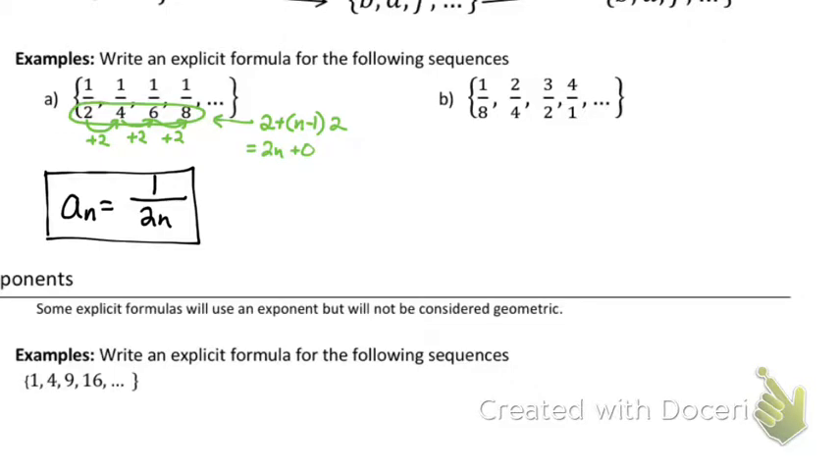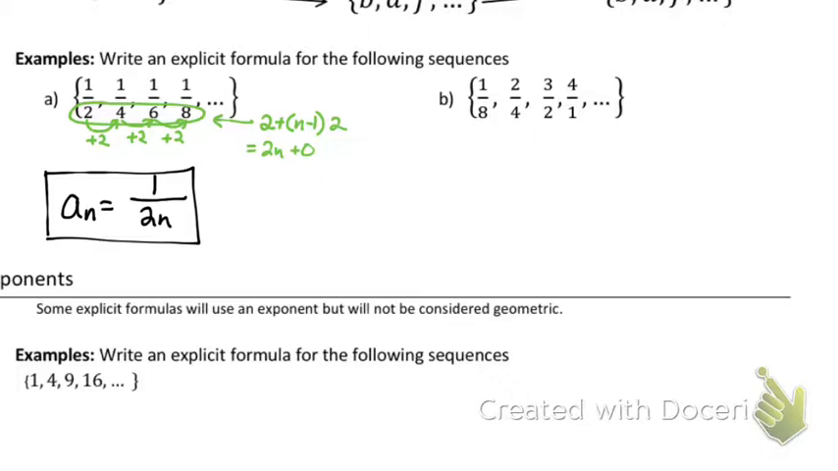If I plug a 1 in, I have 1 over 2. If I plug a 2 in, 2 times 2 is 4, I got 1 over 4. 3, 2 times 3 is 6, 1 over 6. 4, 2 times 4 is 8, 1 over 8, that is my term. So although as a whole it's not arithmetic, the denominator is arithmetic. So I'll come up with a sequence for the denominator. Our next one, no matter how you try, is not going to be arithmetic or geometric as a whole. As a whole, it will be neither one of those.